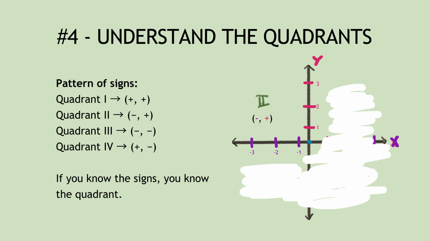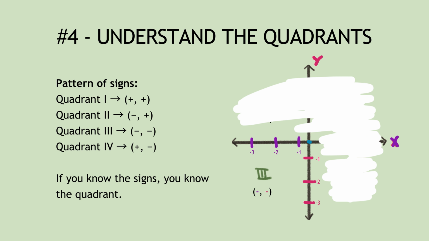We see our purple numbers here are negative and our pink numbers here are positive. So if you're given a point that has a negative x value and a positive y value, you should know that your point should be in quadrant 2. You see where this is going? Let's go down to quadrant 3. Here we have negative purple numbers and we have negative pink numbers. So if you're given a point that has a negative x and a negative y, you should know that your point should be plotted in quadrant 3.